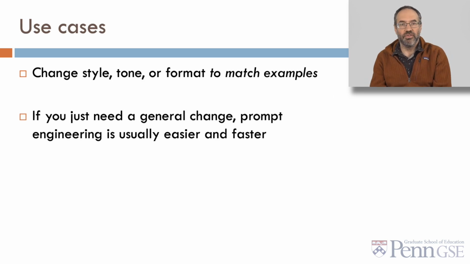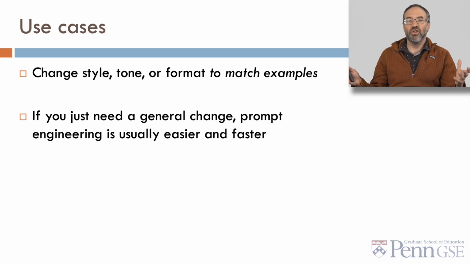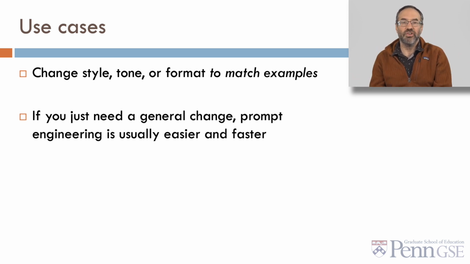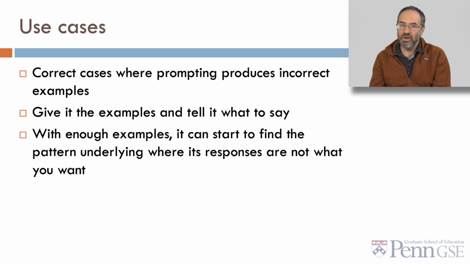One great use case for fine-tuning is to change the style, tone, or format of responses to match examples. If you just need a general change, prompt engineering is usually easier and faster, but sometimes there are things you want it to do that are just more complicated than what you can easily accomplish with prompt engineering. You can also use fine-tuning to correct cases where prompting produces incorrect examples. In this case, you give it the examples and you tell it what to say, and with enough examples, it can start to find the pattern underlying where its responses are not what you want.